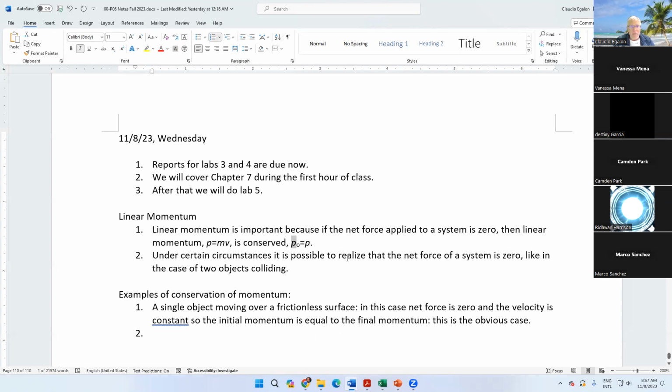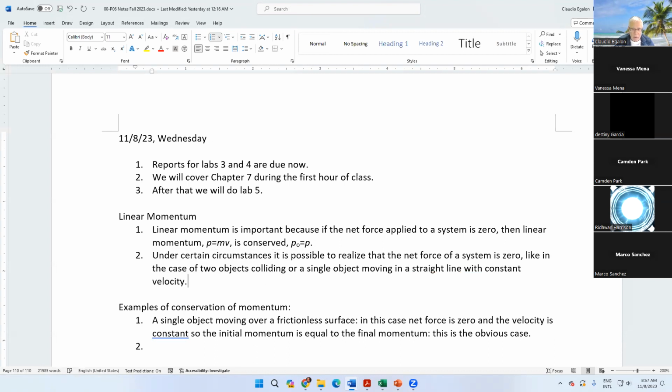Under certain circumstances, it's possible to realize that the net force of a system is zero. Like in the case of two objects colliding, or a single object moving in a straight line with constant velocity. Example of conservation of momentum: a single object moving over a frictionless surface, right? This is the obvious case.